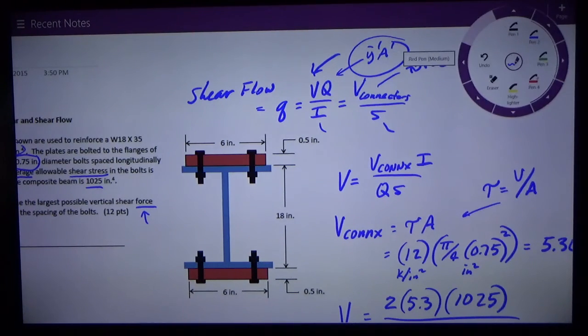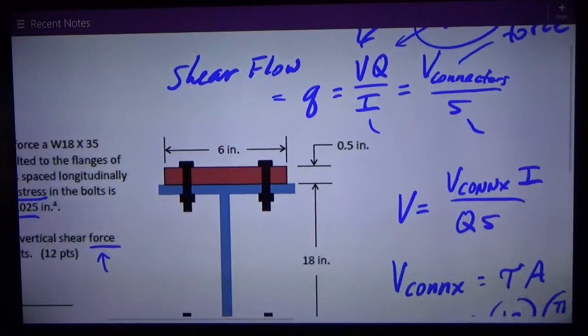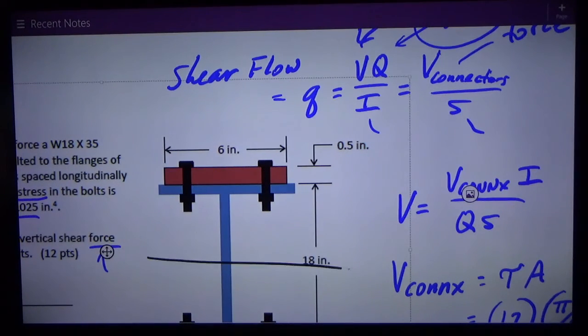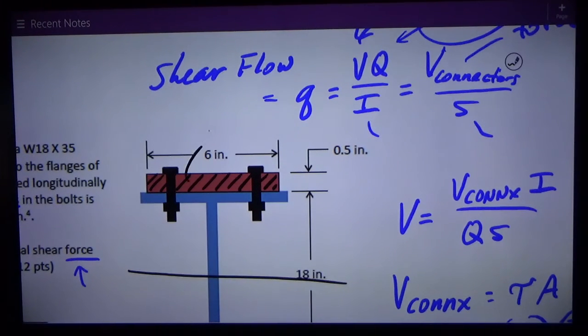Okay, so Y bar prime is the distance from the centroid of A prime. A prime is, for that plate, the area of one plate, because I'm trying to engage it to act as a composite beam with the blue wide flange W18 by 35. So the area of that thing is just A prime, and that's 6 times 0.5, or 3 inches squared.